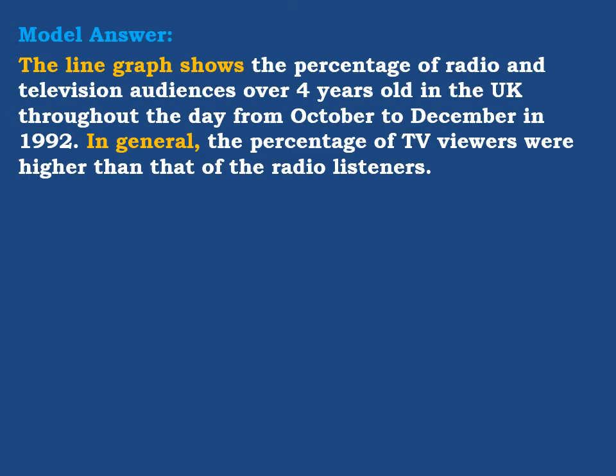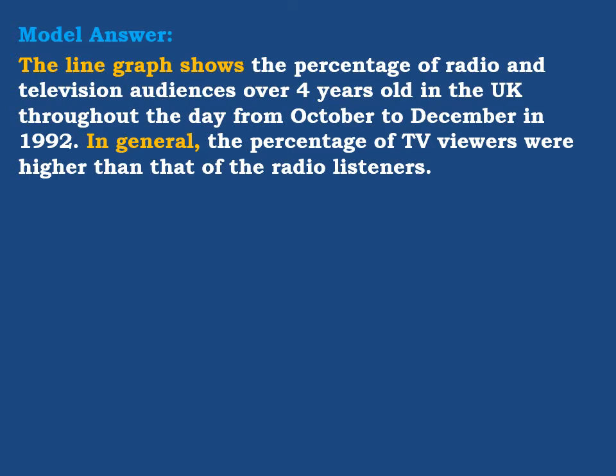Again, percentage is mentioned in the vertical axis. Over 4 years, this is mentioned in the vertical axis, if you remember, between the brackets. So the line graph shows the percentage of radio and television audiences over 4 years old in the UK. This is taken from the title. Throughout the day, this is from the bottom, the time. From October to December in 1992. Again, this is from the title. You see, all the elements here are put, but the way you put them depends on the language you use.